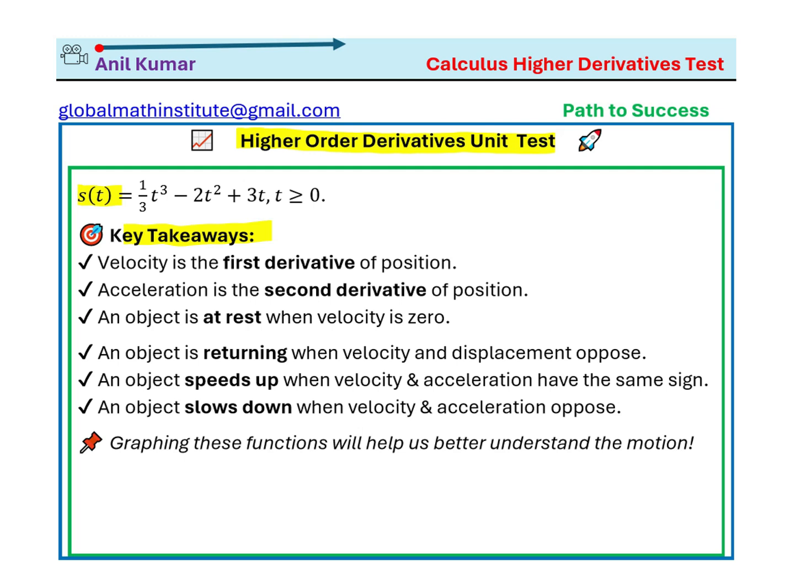Now, after finding the derivatives, we'll look for different conditions, which will tell us when an object is at rest. It is at rest when velocity is zero. An object returning means displacement and velocity product is negative, right? So this is very critical to understand, which is the main question here. Object is speeding up when the product of velocity and acceleration is positive. And when is it slowing down? It slows down when their product is negative.